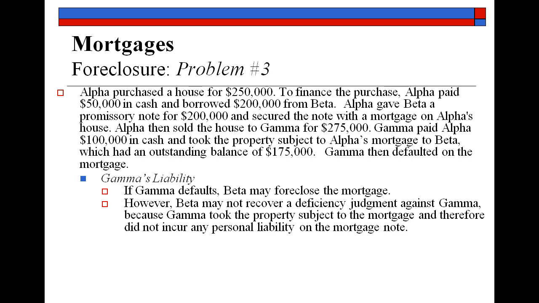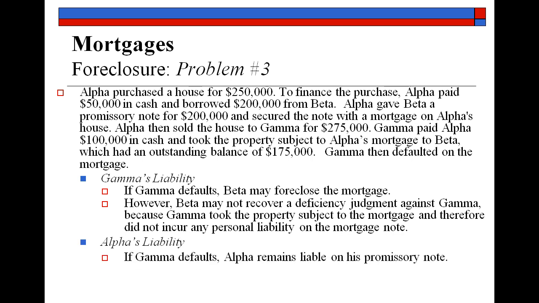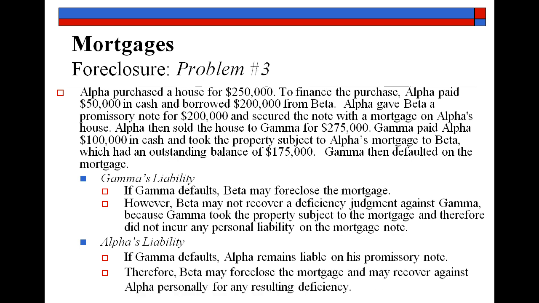What about Alpha's liability? Once again, if Gamma defaults, Beta may foreclose on the mortgage, and Alpha remains liable on his personal promise to pay that he made in the promissory note. Therefore, Beta can foreclose on the mortgage and may recover against Alpha any resulting deficiency.